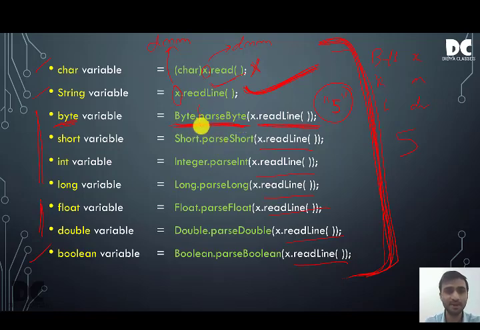So actually the parseByte function will convert the string value to byte value. Parse.short will convert string value to short value. Parse.int will convert string value to int value. Parse.long will convert the string value to long value. Parse.float will convert the string value to float value. Parse.double will convert the string value to double value. Parse.boolean will convert the string value to boolean value.